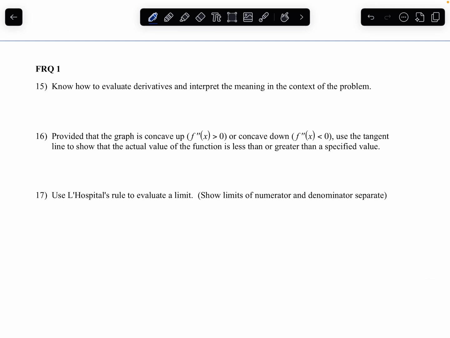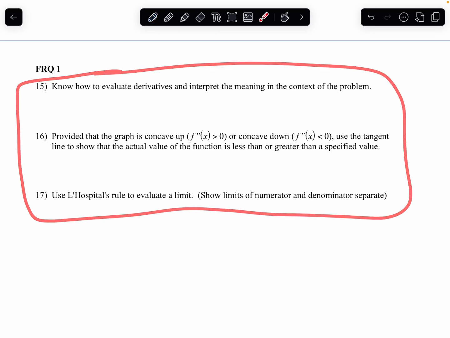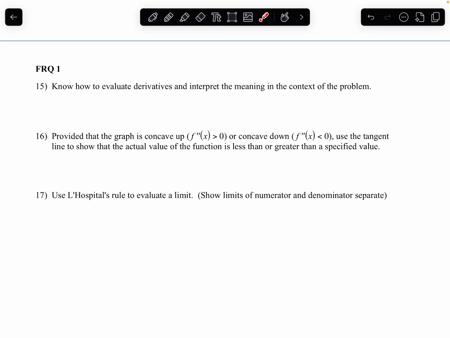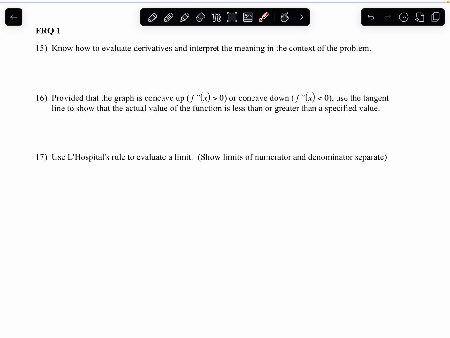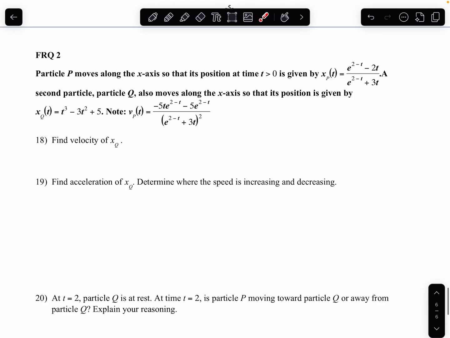So as far as the first FRQ, I didn't really give any specific problems. I don't really have anything on that to give, okay? Sorry, but I did state at least what you should be prepared with to know, so hopefully that's good enough.